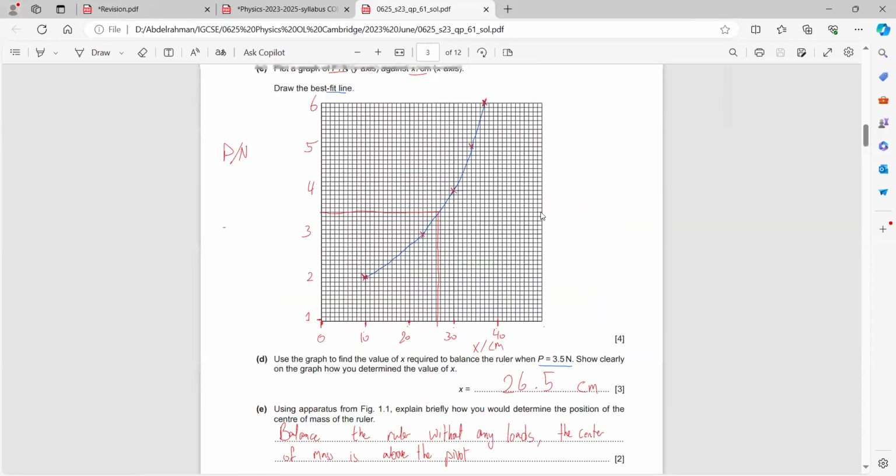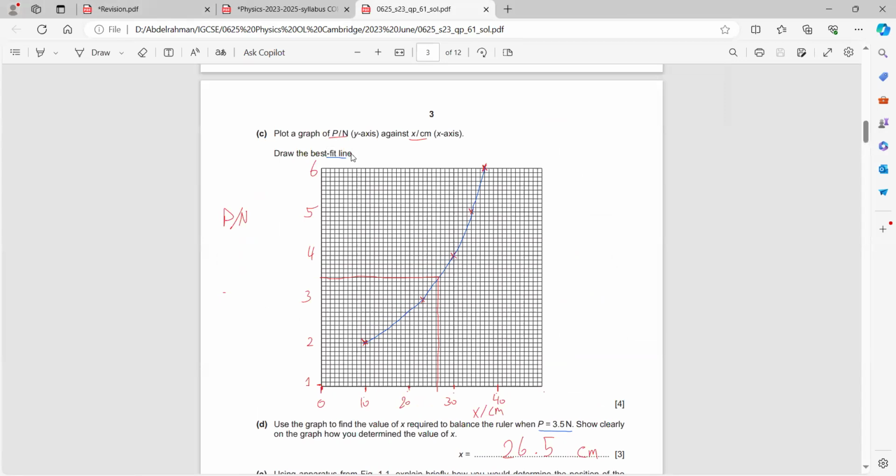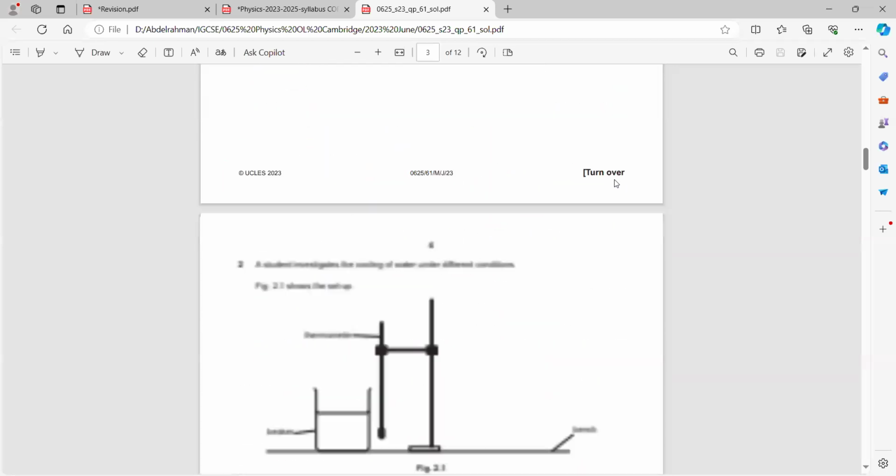Again, this is one of the graphs. He said draw the best fit line, but the graph had to be a curve. He said best fit line, but the answer was a curve. So he does not have to say draw the best fit curve. He said best fit line, and the answer was a curve, so it's not wrong.